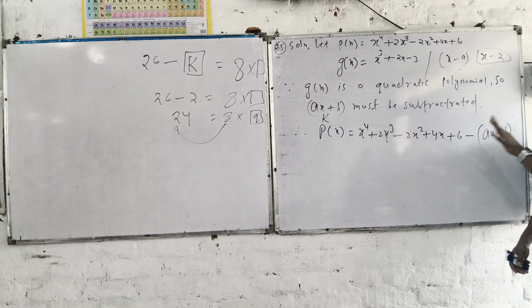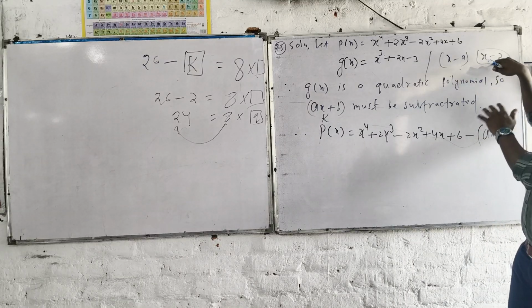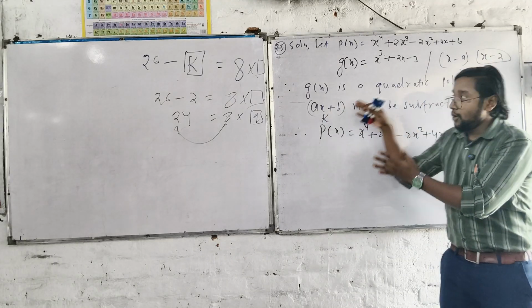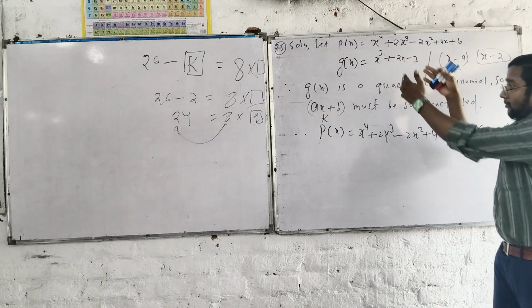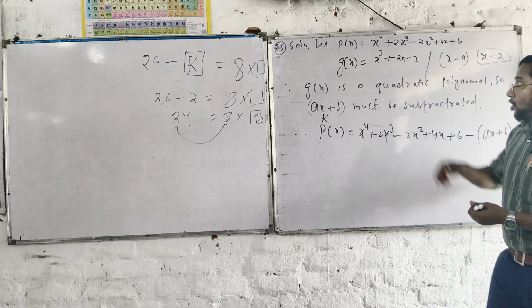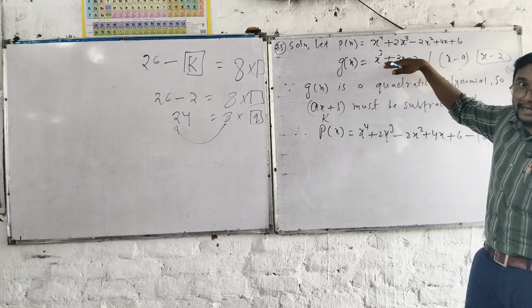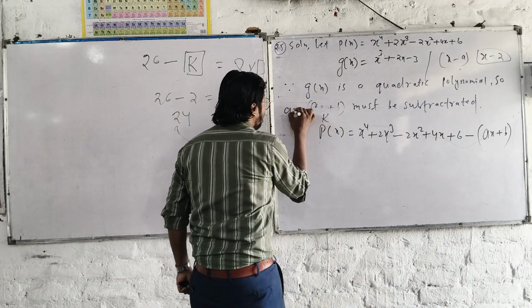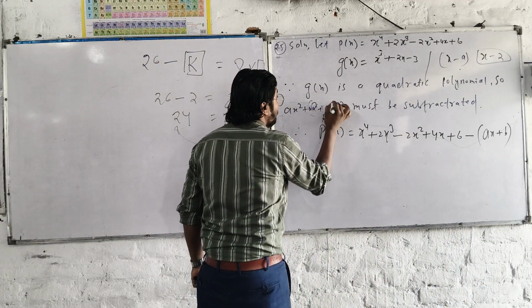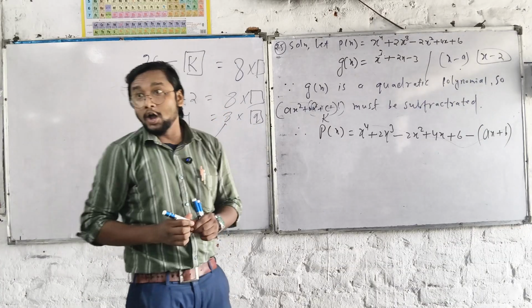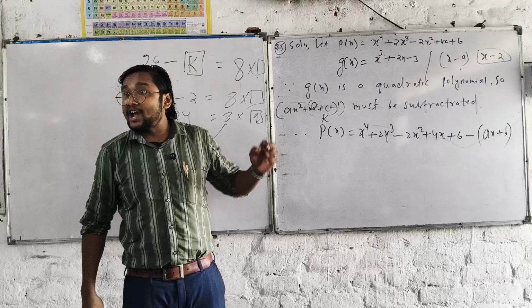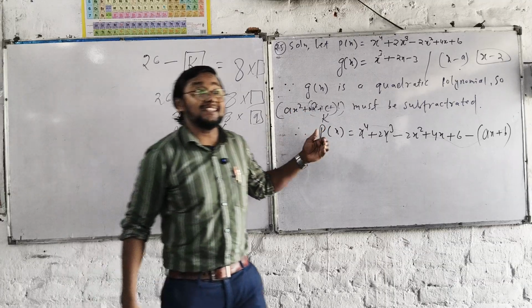Now, what must be subtracted? Very good question. When a polynomial is divided by a linear polynomial, then k must be subtracted. When a polynomial is divided by a quadratic polynomial, then x plus b must be subtracted. When a polynomial is divided by a cubic polynomial, then you will say ax squared plus bx plus c. Always the general form. I told you, always the general form. You cannot write something else. Always speak the general form.